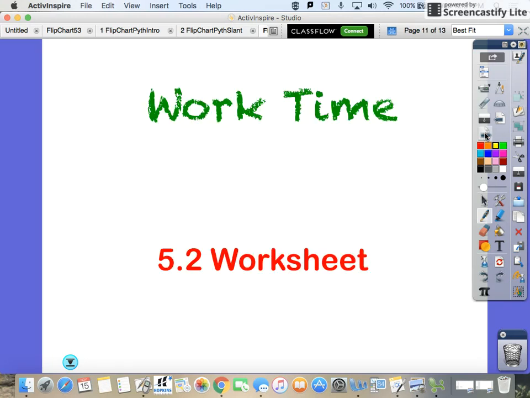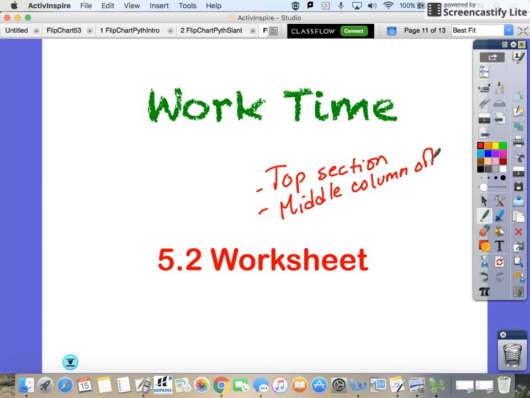Now you guys have an assignment. It's on the 5.2 worksheet. I want you to do the top section, the middle column on the bottom, as well as number 13 and 16.